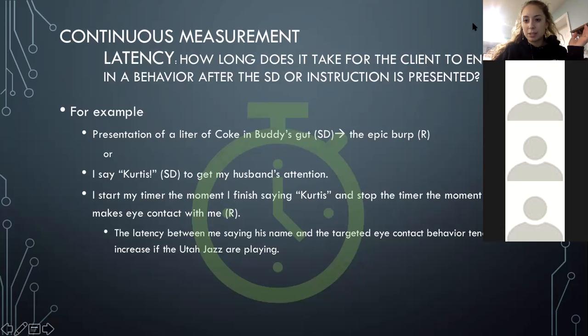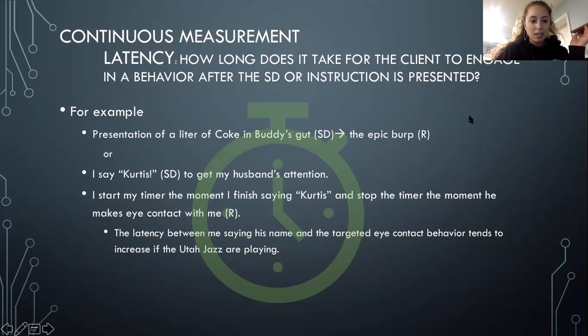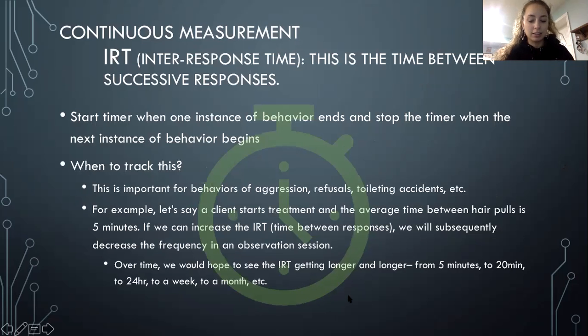Another example of latency measurement is, if I'm trying to get my husband's attention, I'm going to yell Curtis. So that would be the SD. I'm going to say Curtis's name, and then I'm going to start a timer from the time I finish the word Curtis, and stop the timer at the moment that he makes eye contact with me because I'm trying to get his attention. I did note that latency between me saying his name and the target eye contact behavior tends to increase if the Utah Jazz are playing. So does anybody have any questions about latency and what that is?